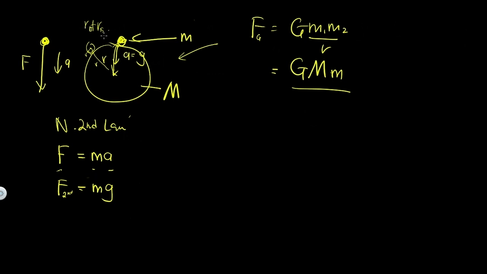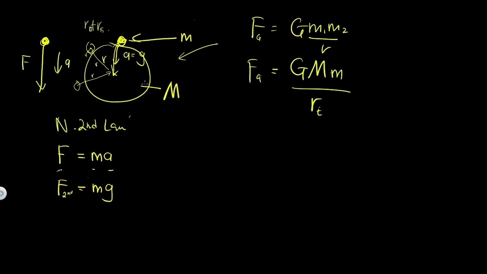To make it simpler, we just assume that the radius of the second object is negligible, since it is very small compared to the radius of Earth. So for any object, even if it is not on the surface of Earth but just near the surface, we still take the distance equal to the radius of Earth. So just use the radius of Earth, RE. So this is the gravitational force.